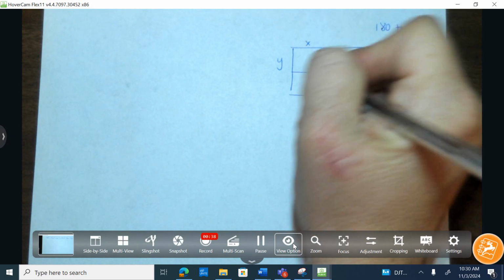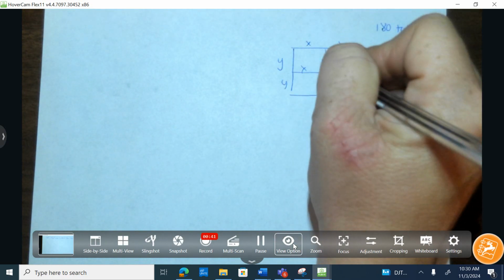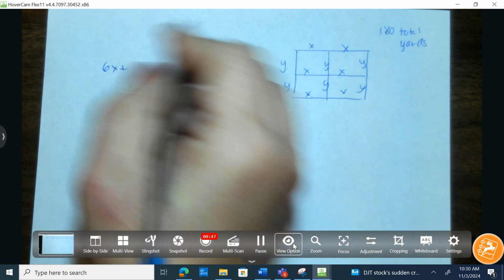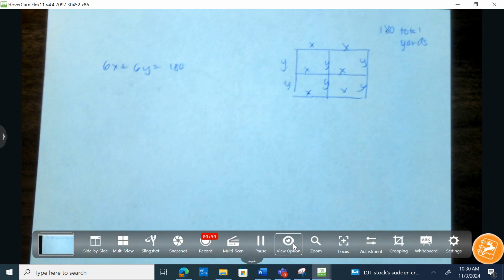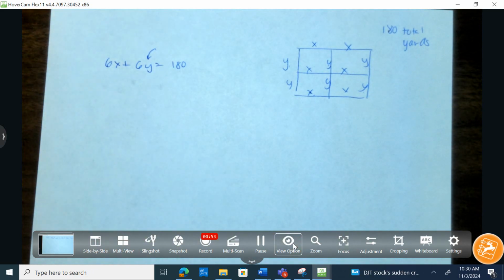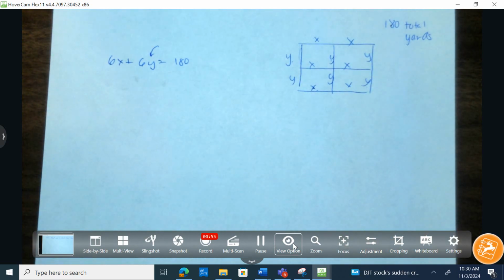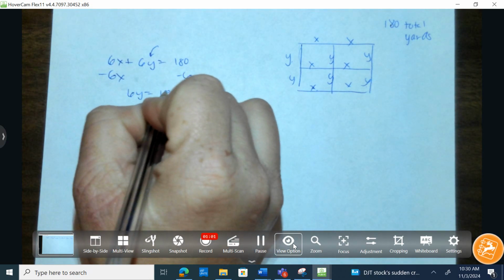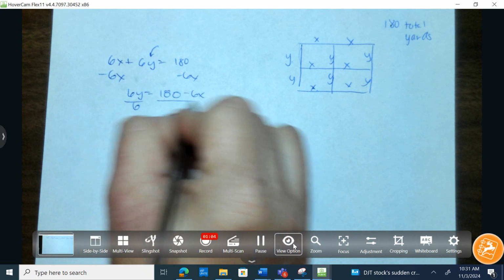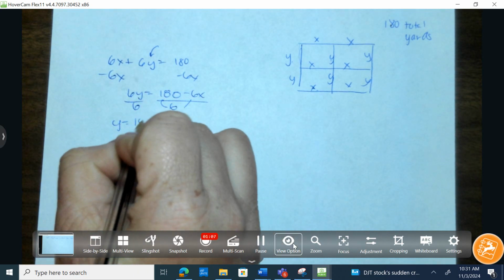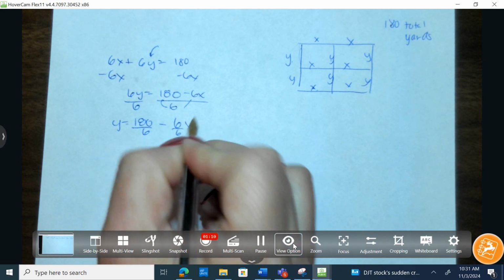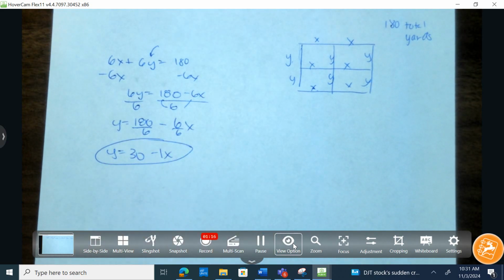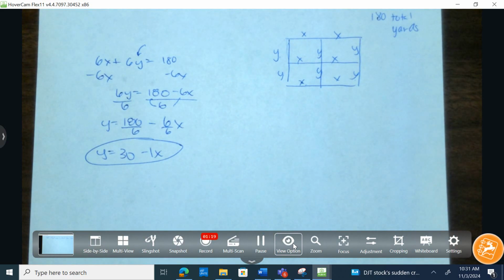So this is Y, Y, Y, and X, X, X. 1, 2, 3, 4, 5, 6. So 6 X's plus 6 Y's equals a total of 180. Now it asks us to express the width, which happens to be Y, in terms of X. That means solve for Y, or isolate Y. 6Y equals 180 subtract 6X, divide by 6. The 6 must be shared with both the 180 and also the 6X. Now 180 divided by 6 is 30, so Y equals 30 subtract 1X. That is part A. We just represented the width in terms of X.